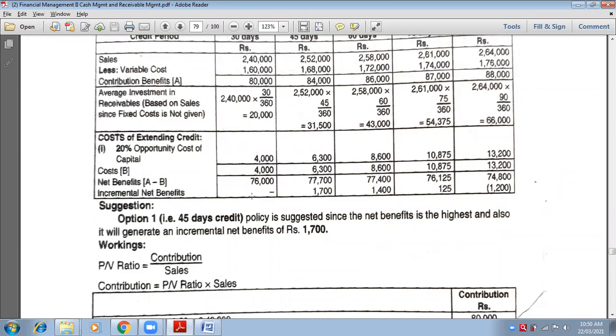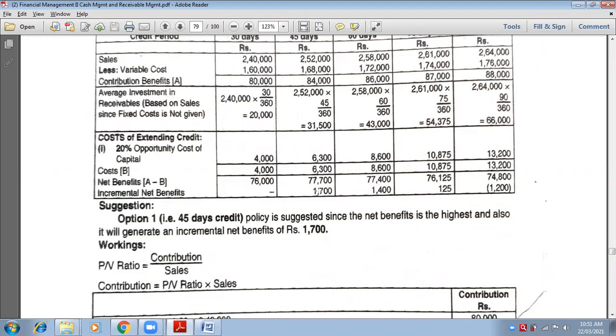You will look at the net benefit also. Look at the net benefit. It is 76,000 in present policy, 77,700 in first option, 77,400 second option. Means it is less than option number 1. 76,125 less than option number 1. 74,800 less than option number 1. So according to net benefit also option number 1. According to incremental net benefit also option number 1.